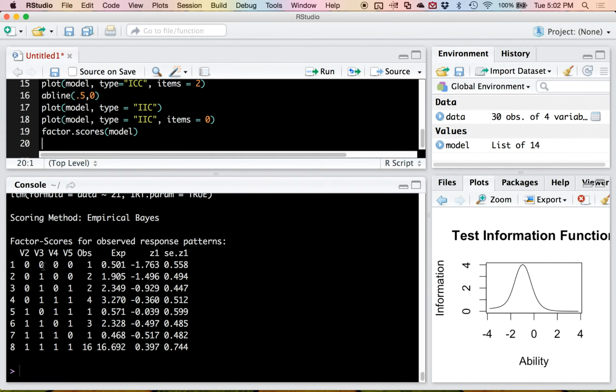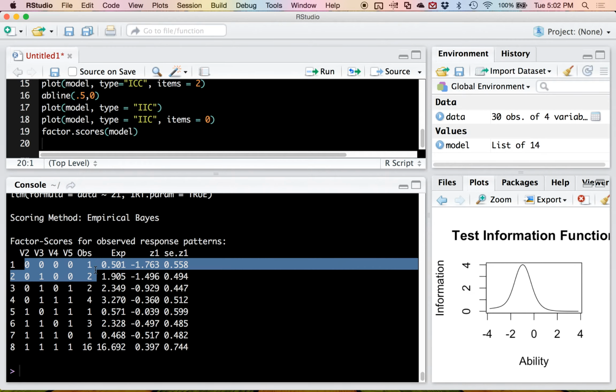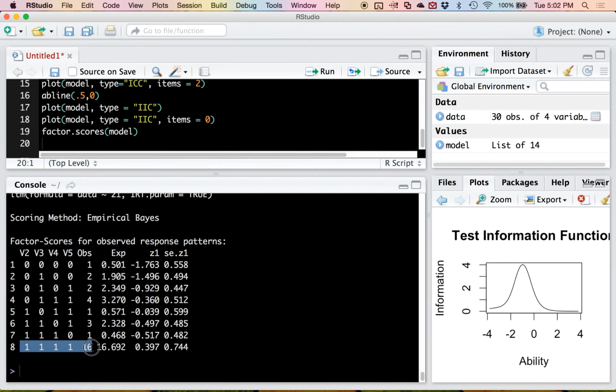But what factor scores does is it shows you the observable response patterns. So I could get all of them wrong, so 0s on all of them, or all of them right. So 16 people got all of them right. And so I have the actual observed value for each one. I have the expected value for each one. You want those to be fairly close, because if you're expecting a lot more people in the area of a distribution than you have, you're missing something.